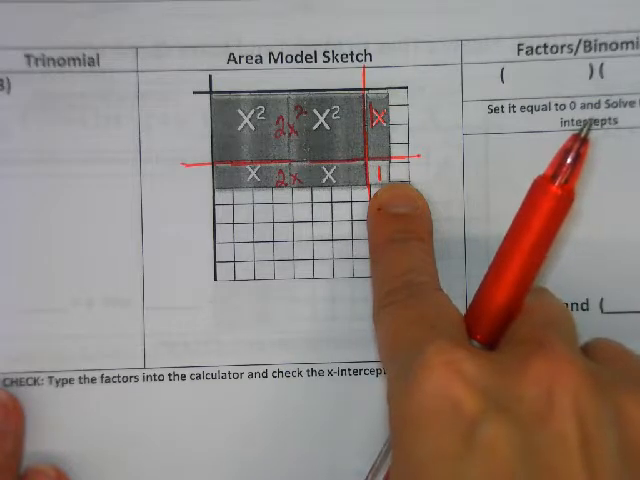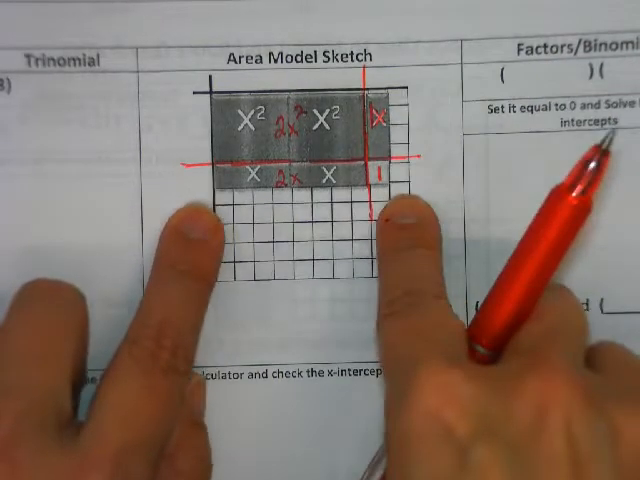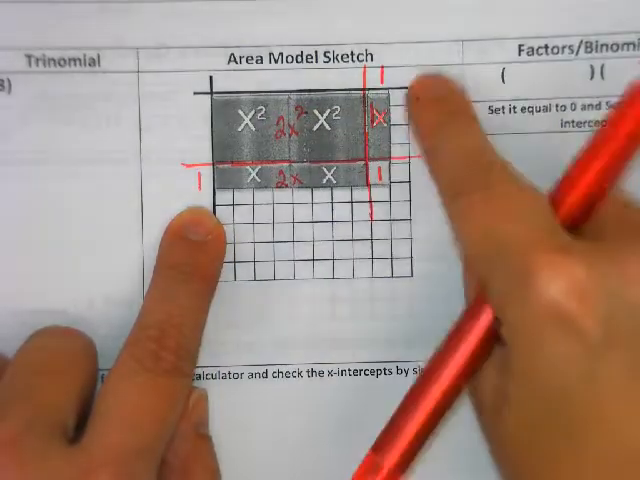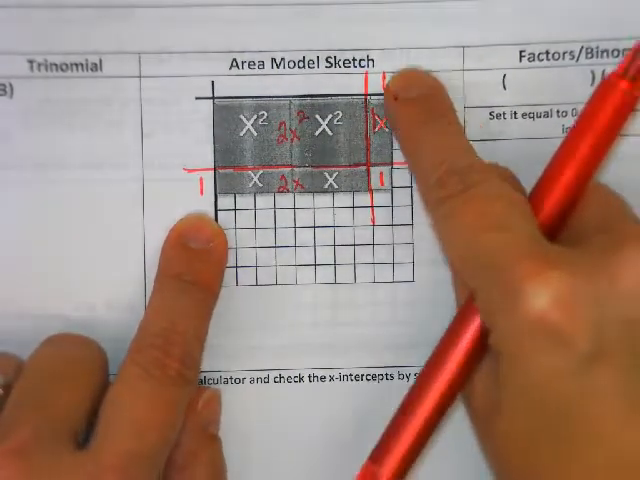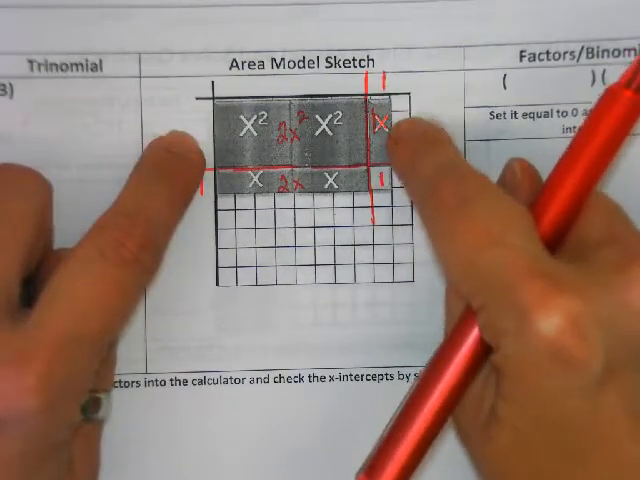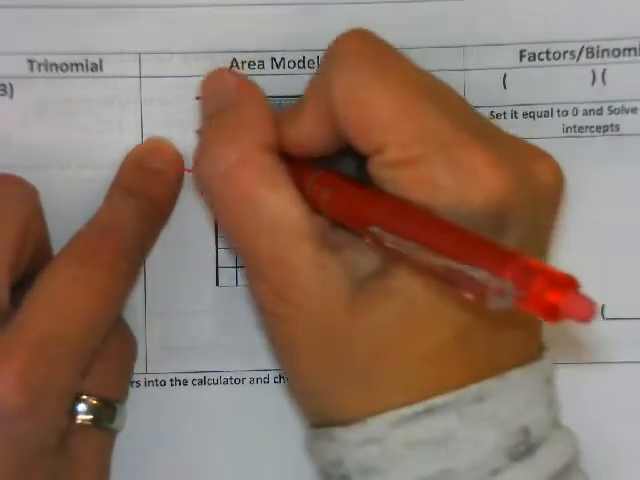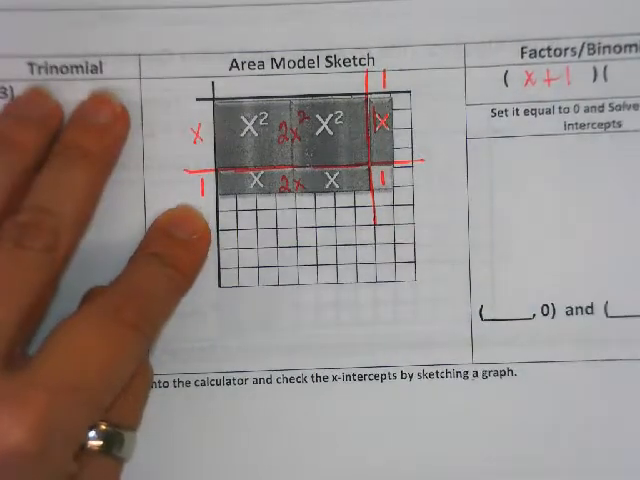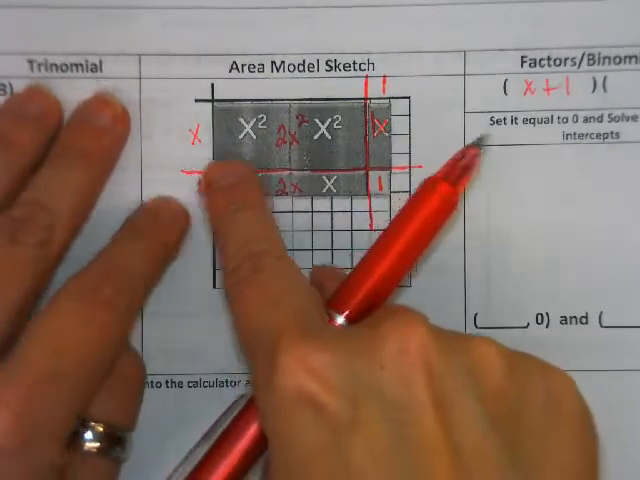What does this have to be? What times what is 1? 1. Okay, so we're going to put a 1 here, and we're going to put a 1 here. And again, it's like a puzzle. So now I'm saying 1 times something is 1x. Well, what times 1 is just x, right? So one of my factors is, in fact, x plus 1. Now, we've got to finish this one.